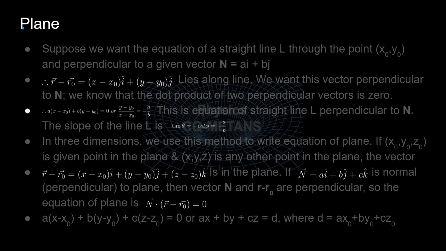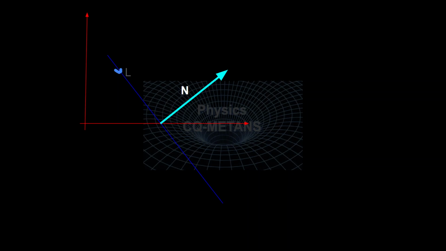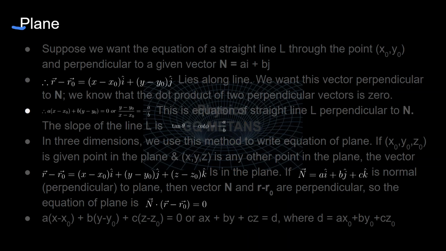Next is the plane. Now suppose we want the equation of a straight line. So this is the straight line, and this is some normal vector. We want the equation of the straight line L through a point x naught, y naught and perpendicular to a given vector n, that is a i cap plus b j cap. So I can write r minus r naught as x minus x naught plus y minus y naught, that lies along the line L.